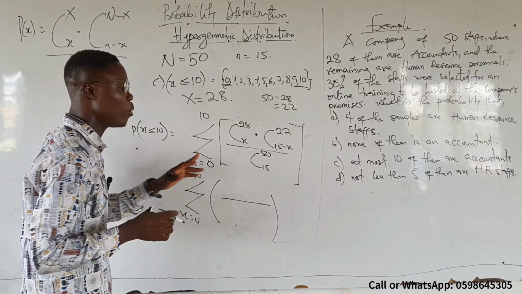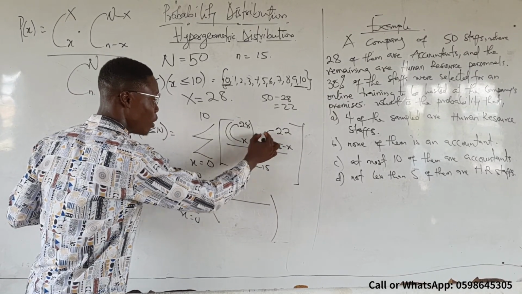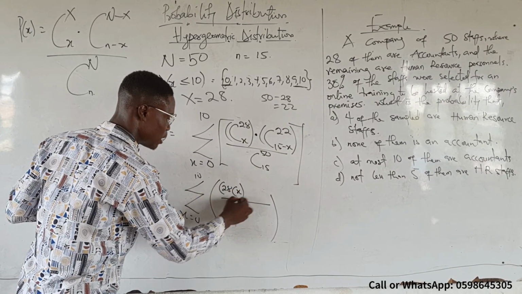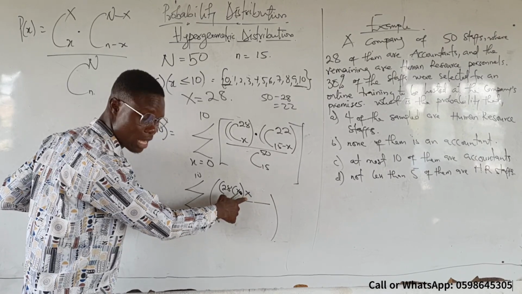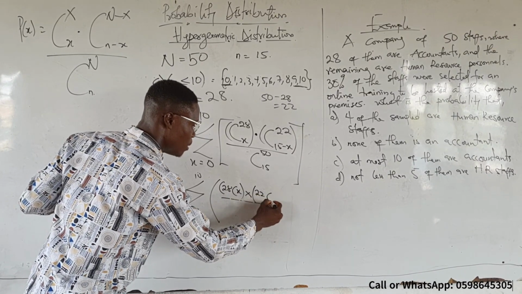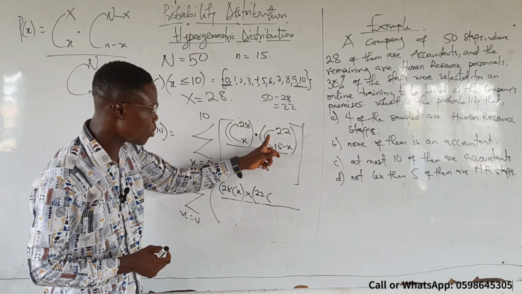Now, whenever you're punching a combination which is multiplied by something else, you have to put each one of them in brackets. So I'll have a bracket, 28 combination x, right? Then I have times. You have to put the times here. It's very, very important. Another bracket, 22 combination. Now, this is where it becomes interesting. You can see there is 22 combination.